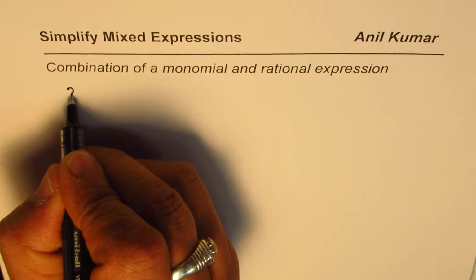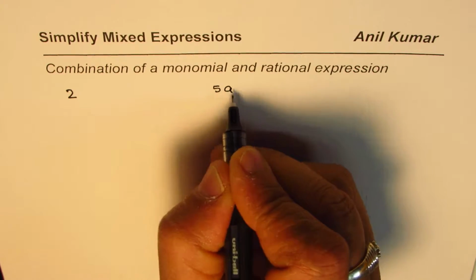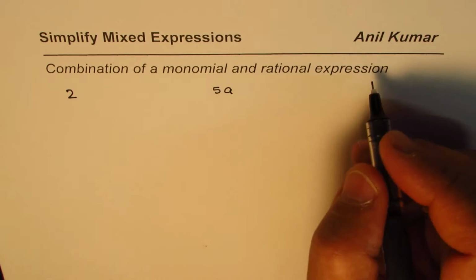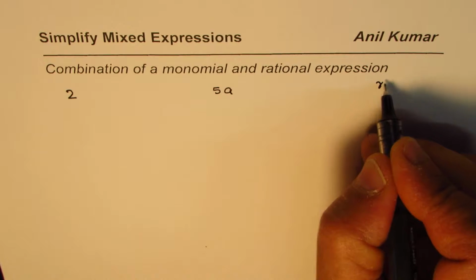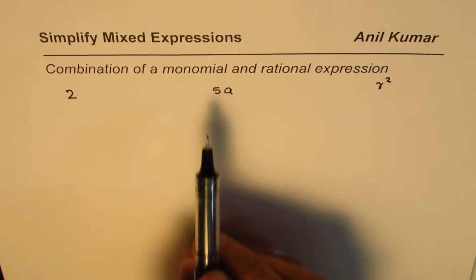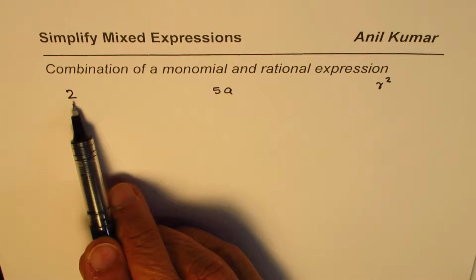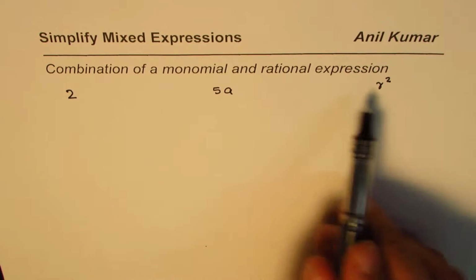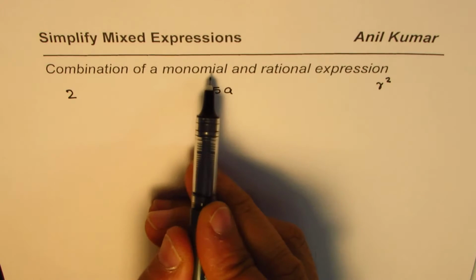For example, 2a is a monomial. I can say 5a is a monomial. Likewise, something like this is a monomial, right? I could say even r square is a monomial. So one term is called a monomial. A term could have a constant and a variable, or just a constant or just a variable. Do you understand? So these three examples give you an overall view of what a monomial is.